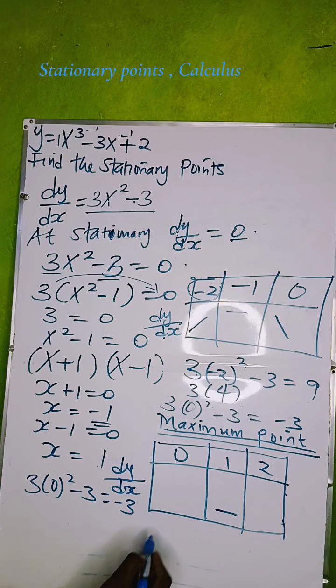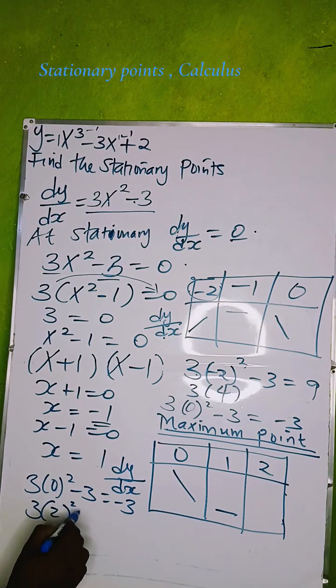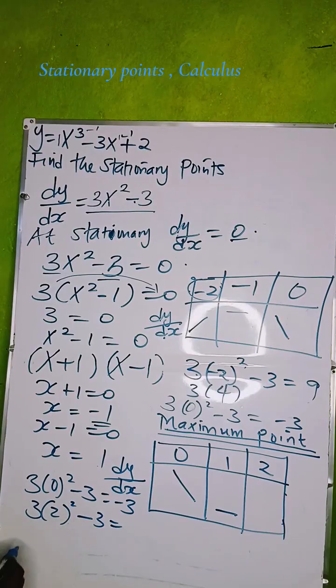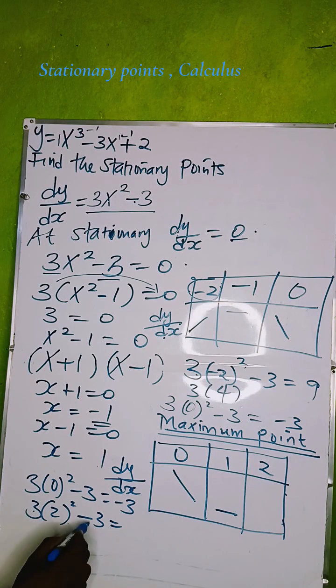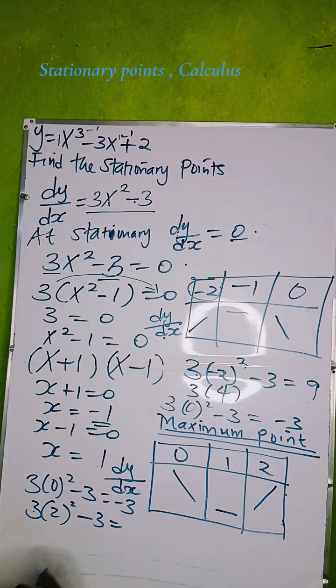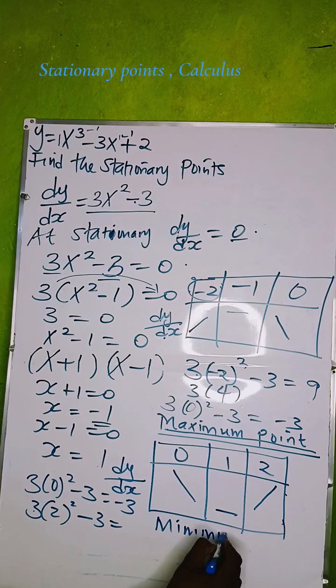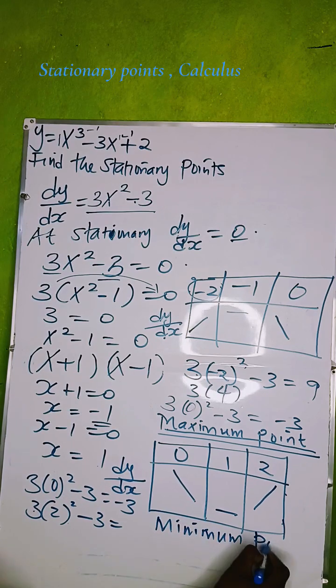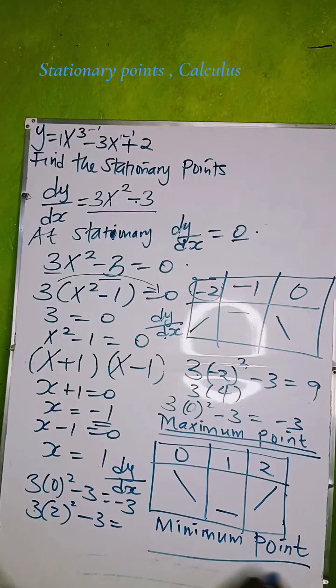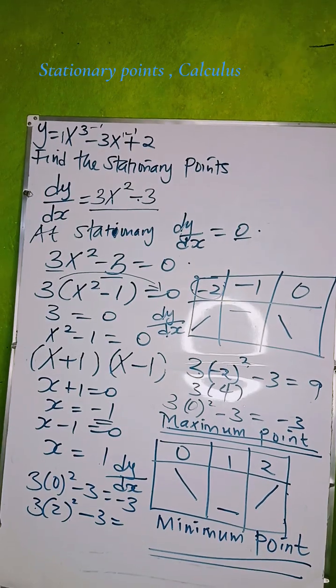And since it's negative, that means it is downward sloping. Then we have 2. When it is 2, you'll have 3 times 2 squared minus 3. This gives you 4 times 3, which is 12, minus 3 is 9. So that means this one is upward sloping, and therefore this point is the minimum point. So that is how you find the stationary points for the maximum points and the minimum points.